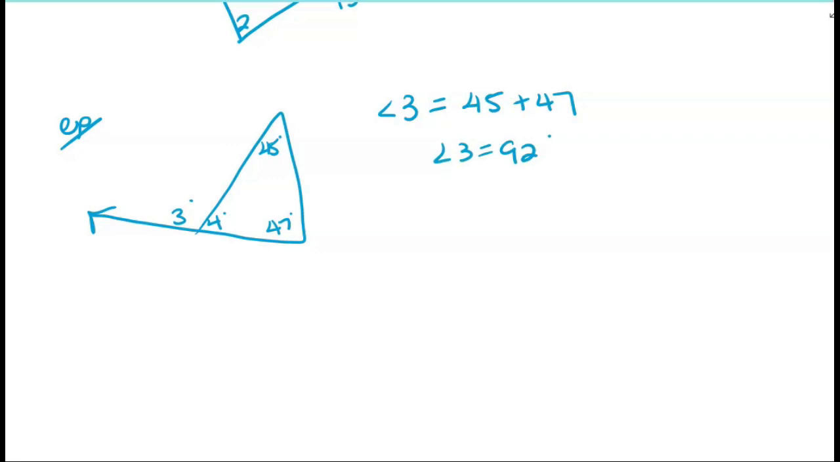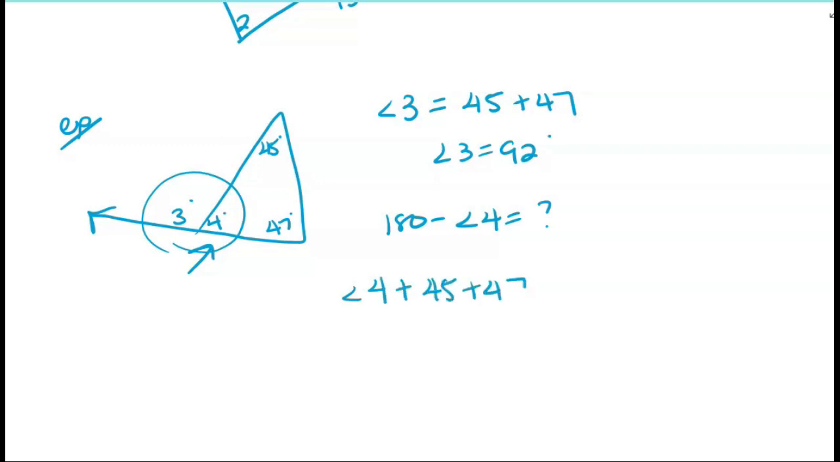But then we also have two ways that we can find the measure of angle 4. 3 and 4 are linear angles. So I could take 180 minus angle 3 to get what I need. Or I could recognize that angle 4 plus 45 plus 47 have to equal 180. Either one would do. Angle 4 is going to be equal to 88 degrees.